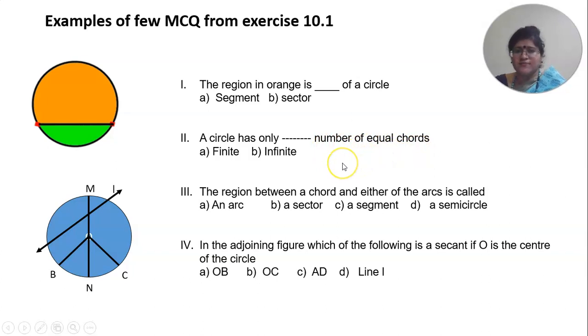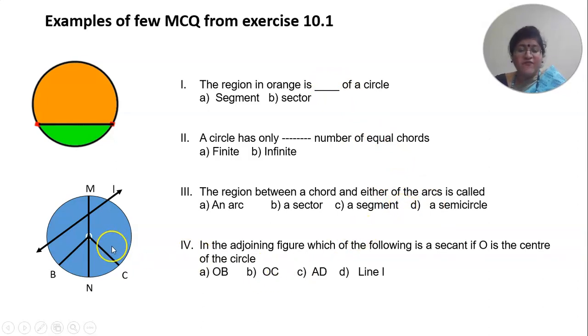A circle has dash number of equal chords. I just said this some time back. A circle has infinite number of equal chords. The region between a chord and either of its arc. A chord and either of its arc is, it's a segment. Okay. Then, see how I've rephrased this. This I've put in this manner and this I've put in a different way. The answer for both is segment.